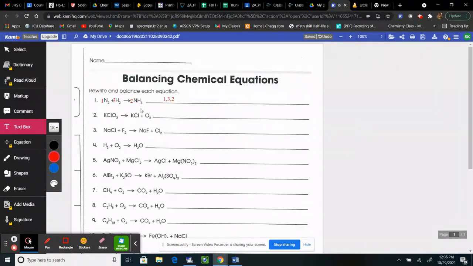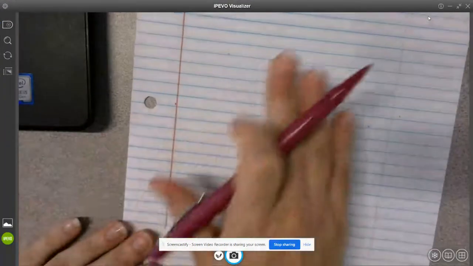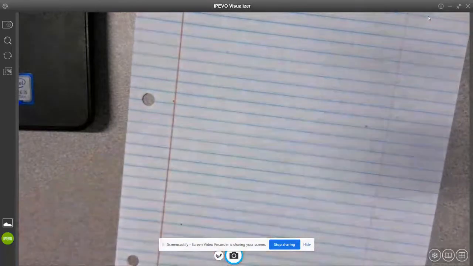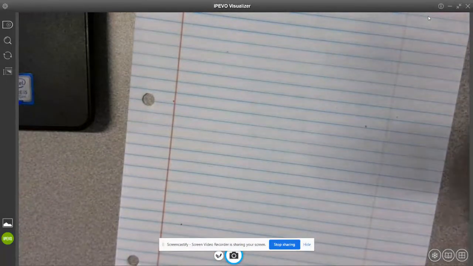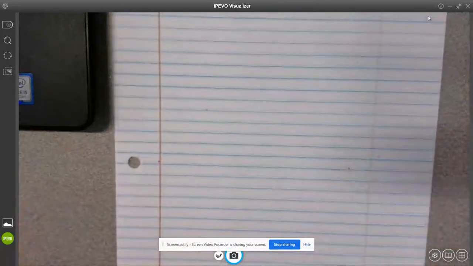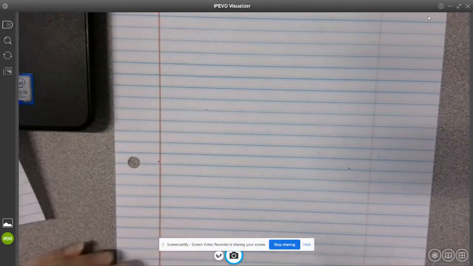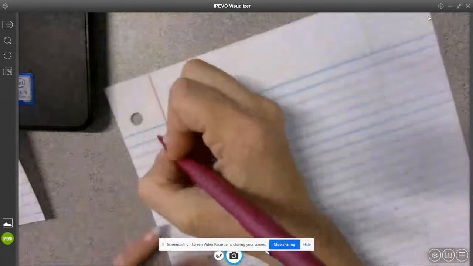So let's go ahead and look at numbers 3 and 7 on a regular sheet of paper. And for this assignment, I don't mind if you write it out on a piece of paper. I don't mind if you complete it in Kami. However you want to complete the assignments is completely fine, because as long as I see that you are going through the process to get the correct answers, that's what matters.